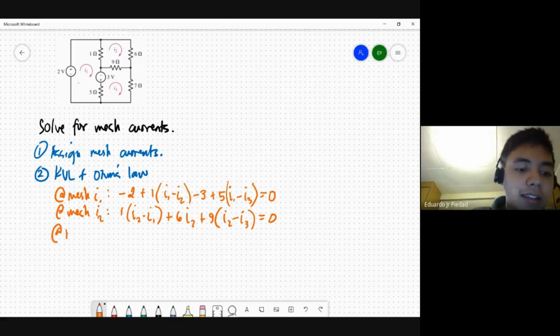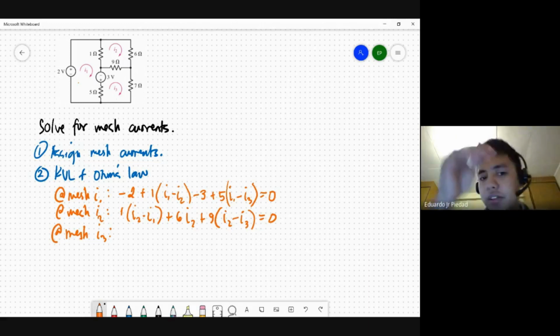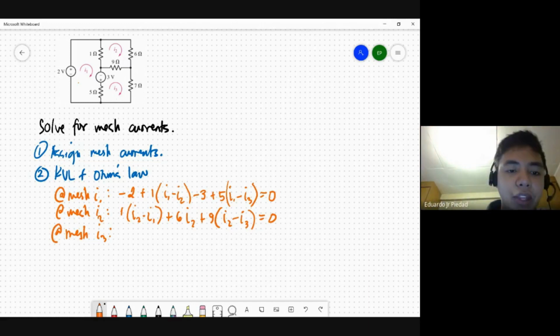Then we have the last mesh, mesh I3. We can start from 5 ohms, 9 ohms or 7 ohms. It doesn't matter. We start from 5, and we know that in the 5 ohms I3 and I1 flow in that direction. So you have I3 minus I1 and plus 3 volts. Remember why it is negative? Because it opposes the direction of the reference mesh, which is I3. Then plus 3 volts, and don't multiply by I3 because it's already a voltage. Plus 9.